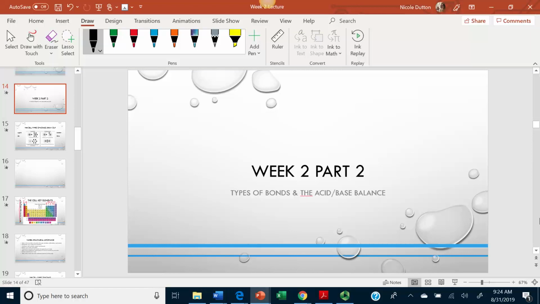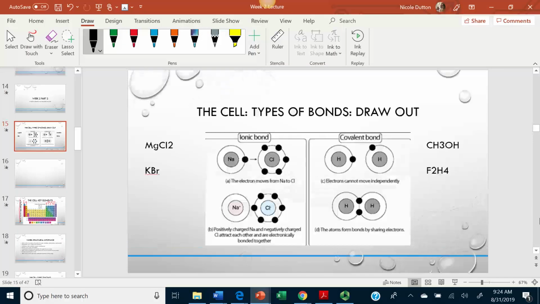Alright, so this next section we're going to talk about bonds and the acid-base balance, and we'll end up by talking about what electrolytes are. So there's two major types of bonds that you're going to find in chemistry. So we have the ionic bond and the covalent bond. An ionic bond involves ions. And if you remember from the previous section, ions are charged atoms.